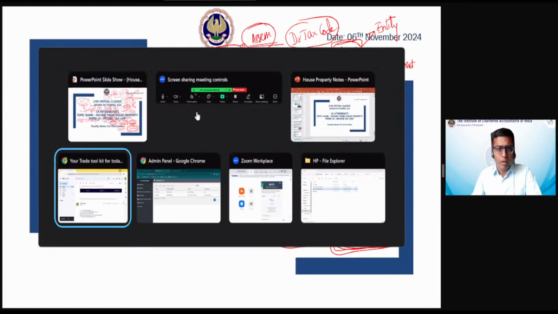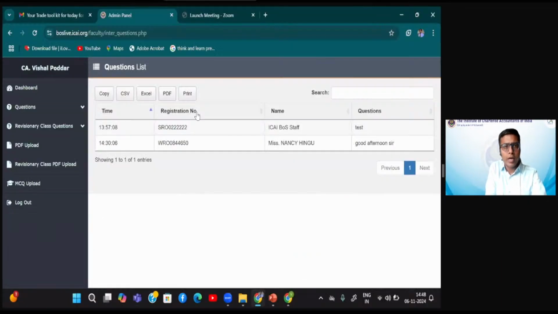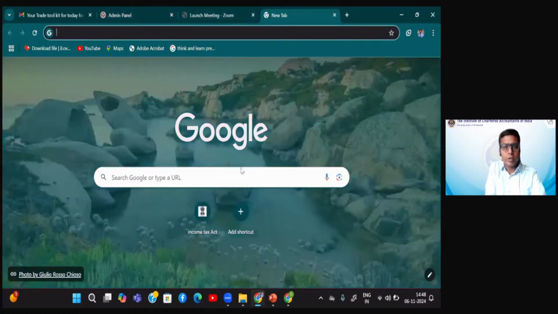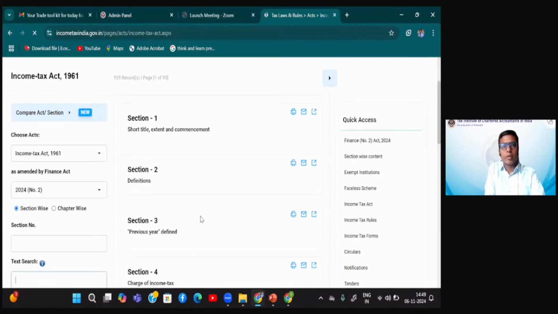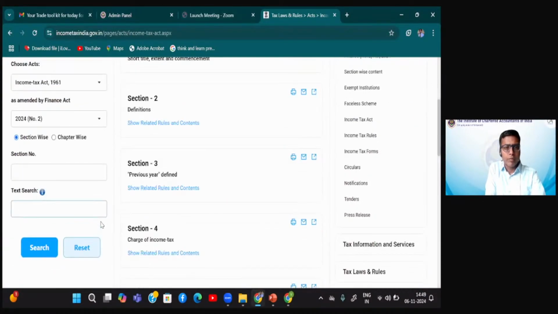See, the best thing, what I always do and always recommend to students, is you should always have the habit of referring to the bare acts. Go to the bare act, you'll find the answer to many things. See, I have already the shortcut ready for the Income Tax Act. I always refer to this.